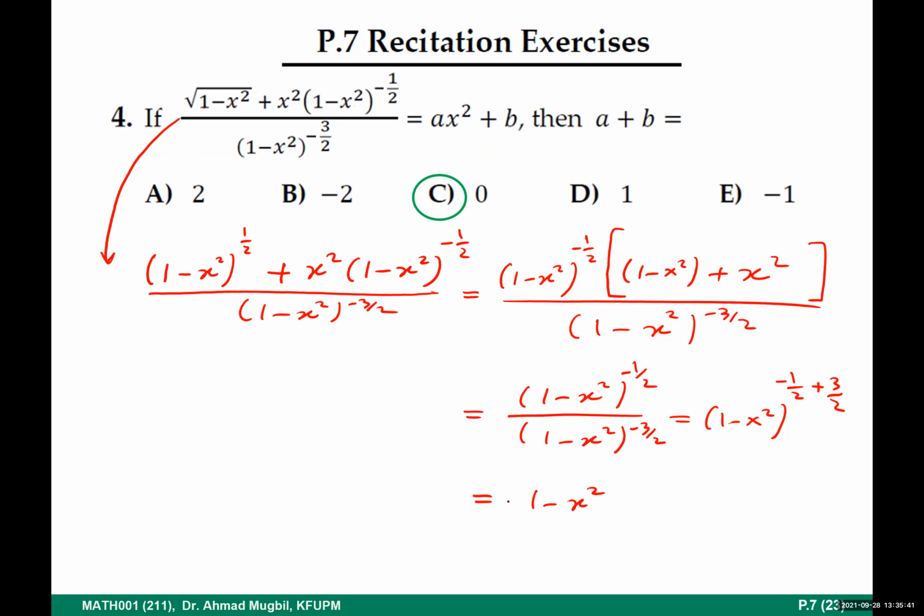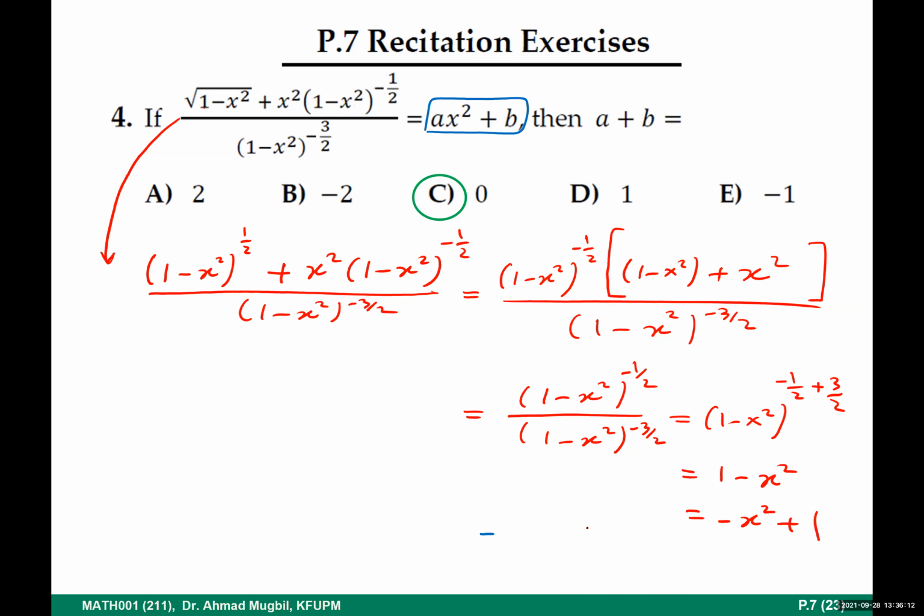Now, you need to compare this with what is given for you. What is given is this. He said that this will be equal to this. So this one, you should write it as a x squared plus b. So it is about what? What is the coefficient of x squared? What is the constant coefficient? To make it easier for yourself, you can write this. This is 1 minus x squared. You need to write it as negative x squared plus 1. The addition is commutative, no problem.